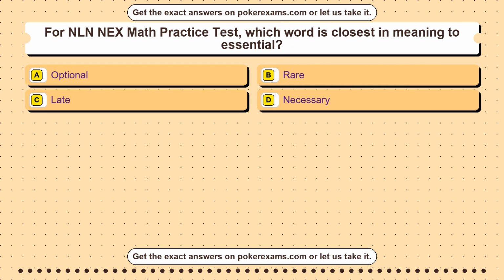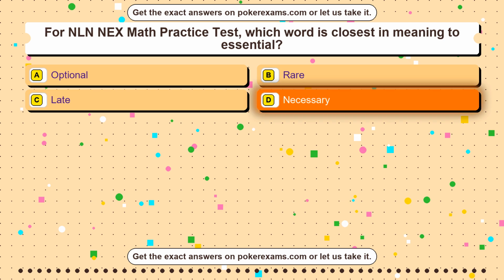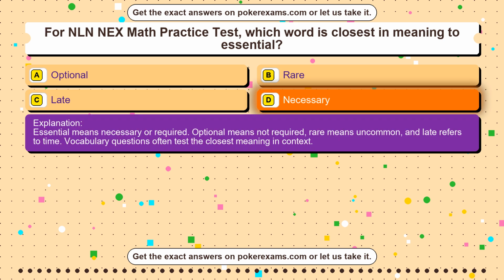Question 42. NLN NEX practice test: which word is closest in meaning to essential? Option A optional. Option B rare. Option C late. Option D necessary. The correct answer is option D, necessary. Essential means necessary or required. Optional means not required, rare means uncommon, and late refers to time. Vocabulary questions often test the closest meaning in context.